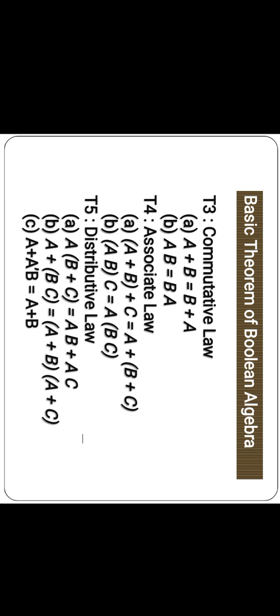Next law is A plus BC equal to (A plus B) into (A plus C). It states that ANDing several variables and ORing the result with a single variable is equivalent to ORing the single variable with each of the several variables and then ANDing the sums. Next law is A plus A bar B equal to A plus B.